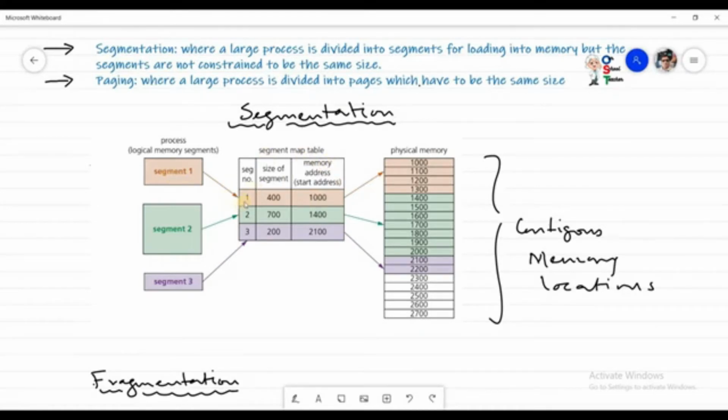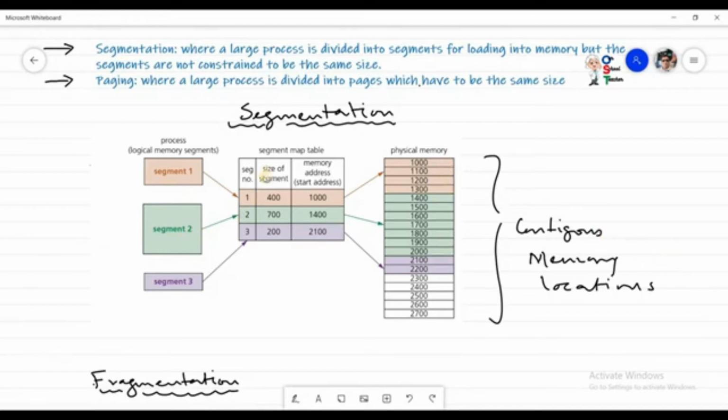So segment number 1 has been kept at the address of 1000. 1000 is the starting address of physical memory, and because the size of the segment is 400, you can see each frame is of size 100. Because the size of the segment is 400, 4 frames have been taken, 1 2 3 4, and this is in contiguous form according to your book.